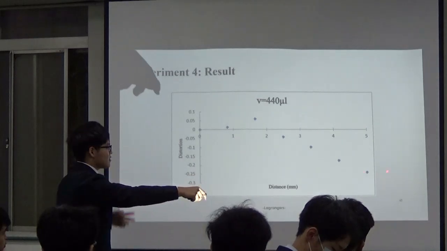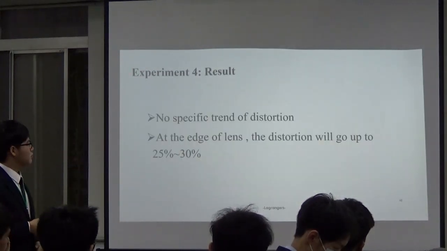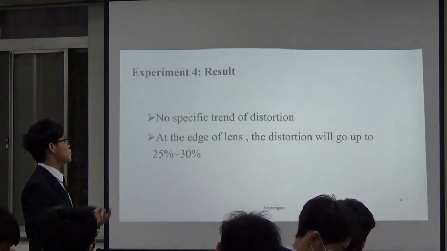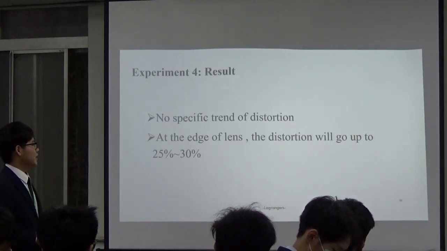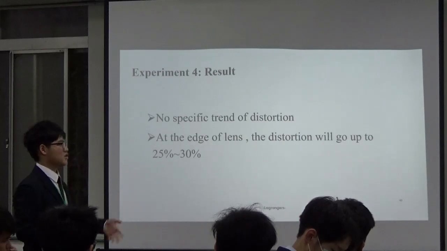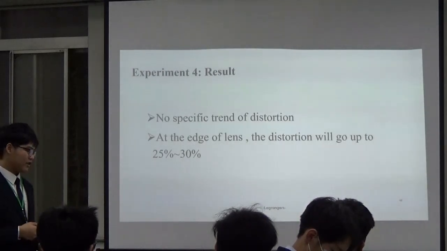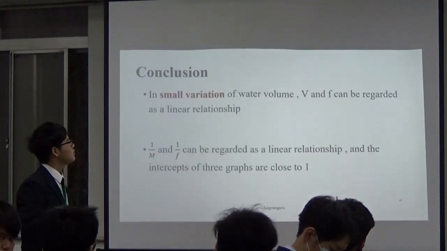When the distance from the center point is bigger, the distortion rate is bigger. So there is no specific trend to the distortion because we cannot really get a formula from it. But at the edge of the lens, the distortion will go up to 25 to 30%, which is pretty big. So we can think that the water droplet is not necessarily a very good lens.